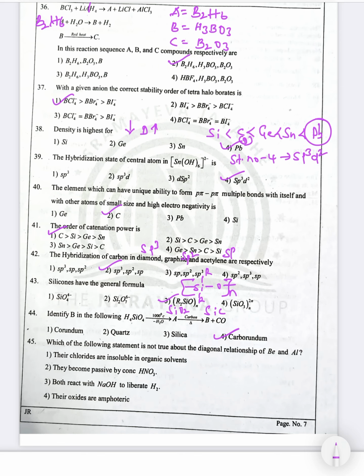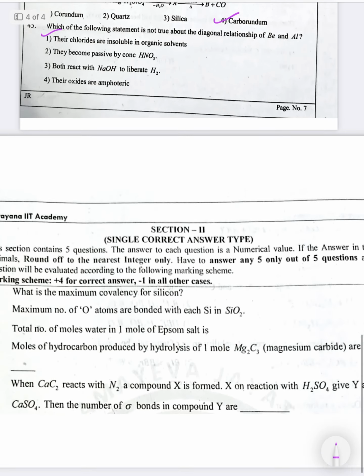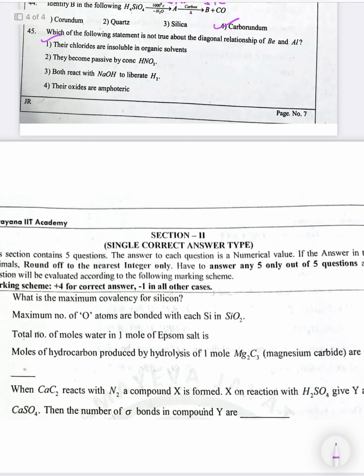Which of the following statements is not true about the diagonal relationship of beryllium and aluminium? Their chlorides are insoluble in organic solvents. Yes, this is correct, so no need to see the remaining. Next. Question number 46: what is the maximum covalency of silicon? The maximum covalency of silicon is 6.